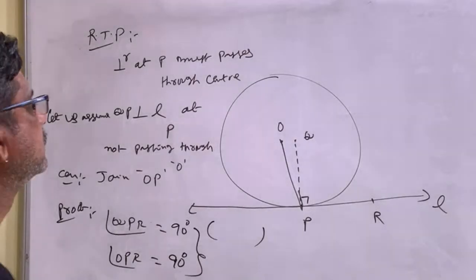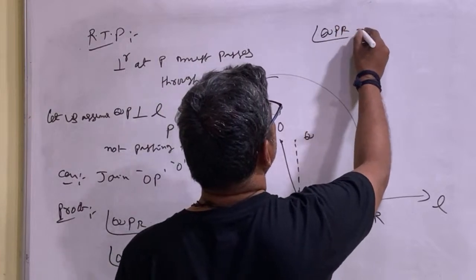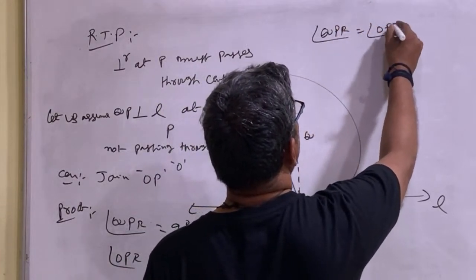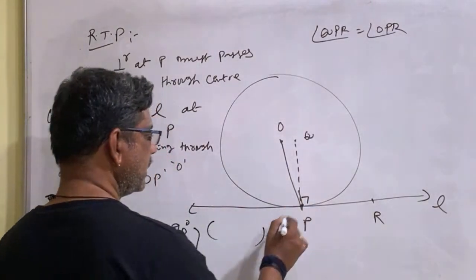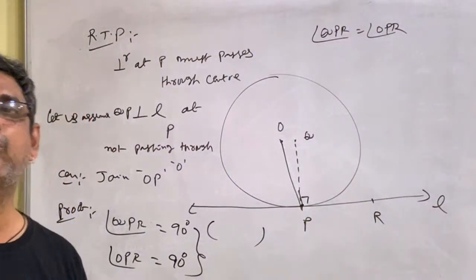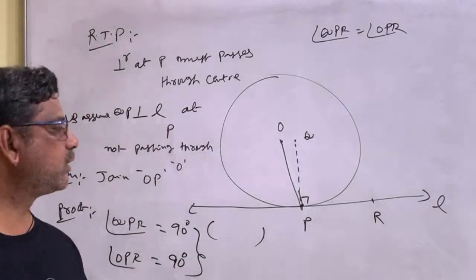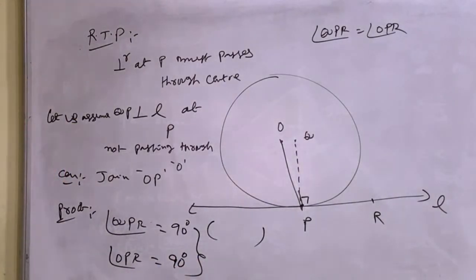Angle QPR is equal to angle OPR. But at one point, we are observing two perpendiculars. Two different perpendiculars. Will it happen like that?